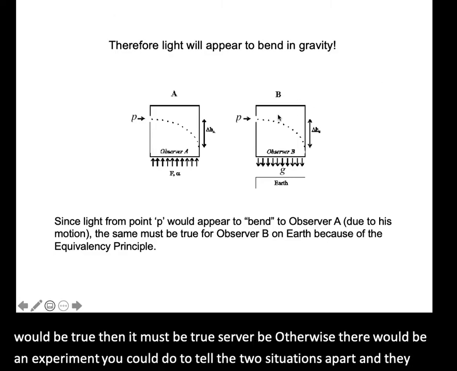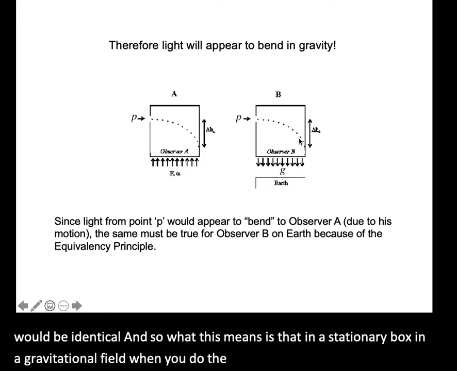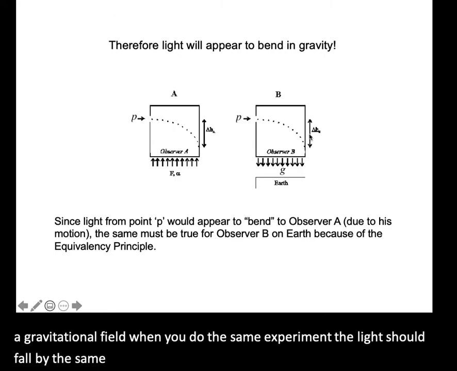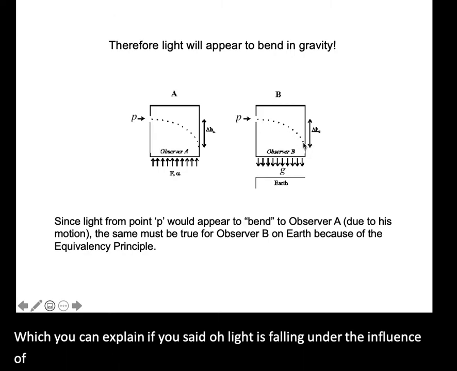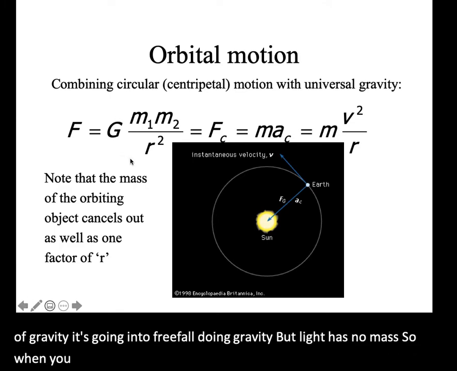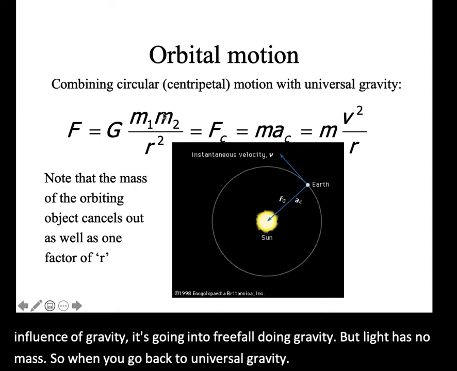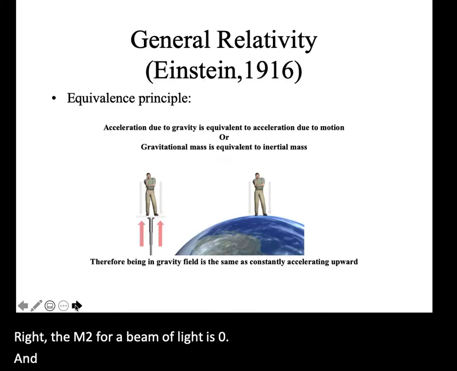And so what this means is that in a stationary box, in a gravitational field, when you do the same experiment, the light should fall by the same amount. Which you could explain if you said, oh, well, light is falling under the influence of gravity. It's going into free fall in gravity. But light has no mass. So when you go back to universal gravity, the m2 for a beam of light is 0, and so Newton would predict no free fall for light.